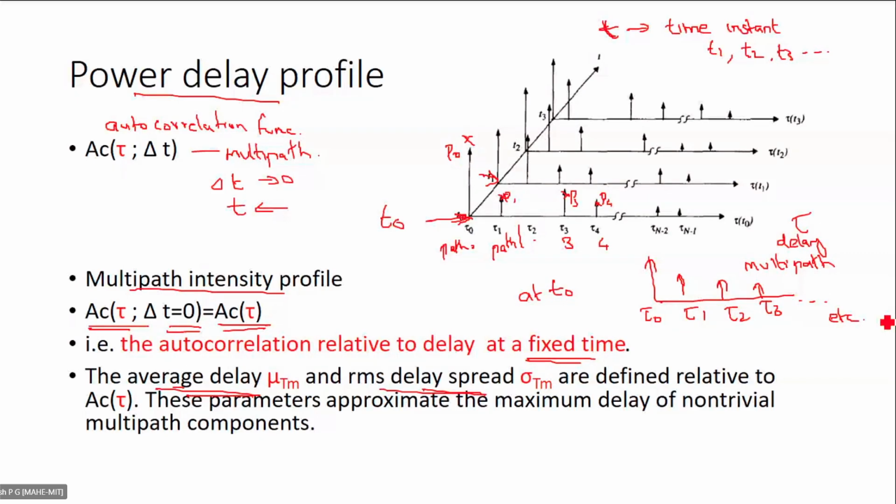Okay, so it means that by setting delta t to 0, in the autocorrelation, we are trying to analyze the autocorrelation relative to delay at a fixed time.